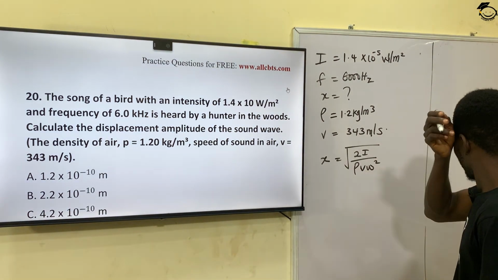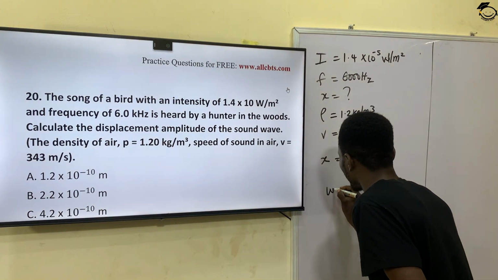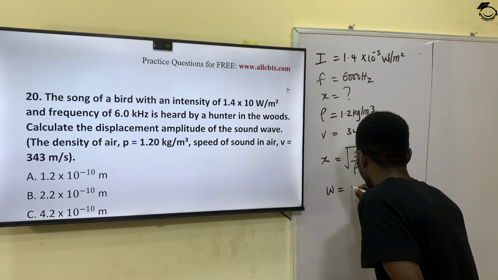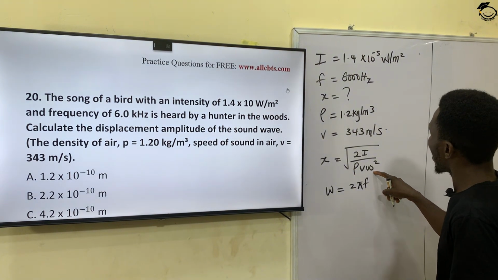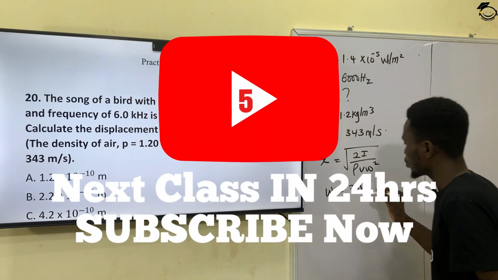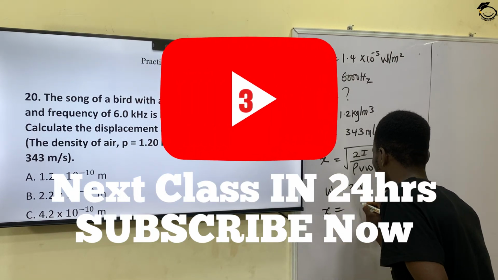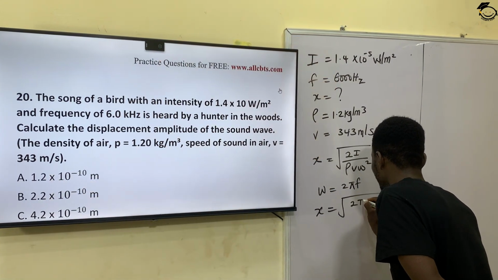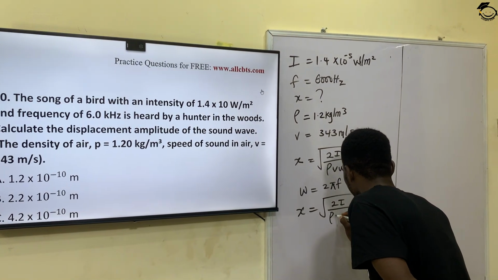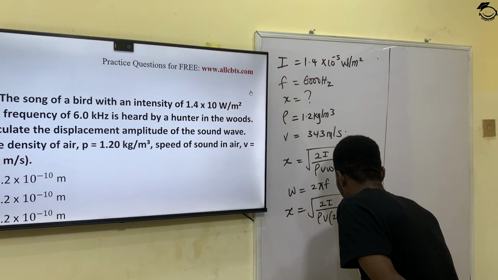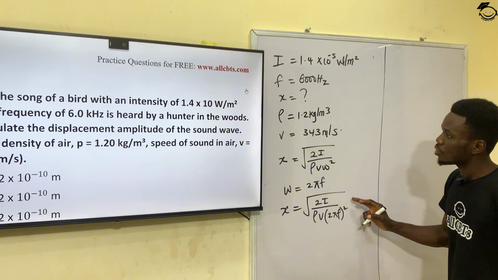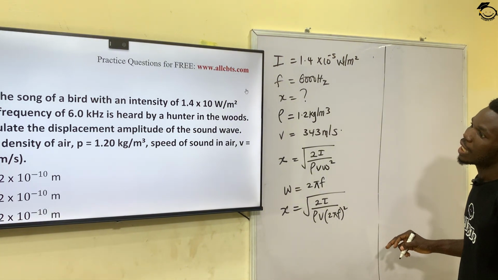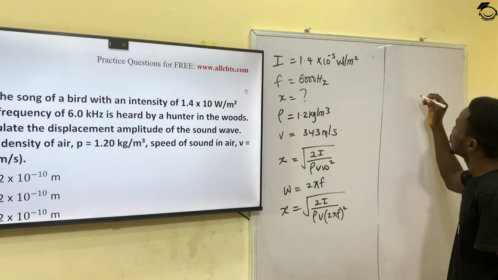So the first thing we're going to do is to know that our angular frequency is equal to 2 pi f. So in place of our angular frequency, we're going to put 2 pi f, which means that our displacement will be equal to the square root of twice the intensity over rho v times (2 pi f) squared. So all we are going to do now is input our values into this formula and calculate the displacement amplitude of the wave.